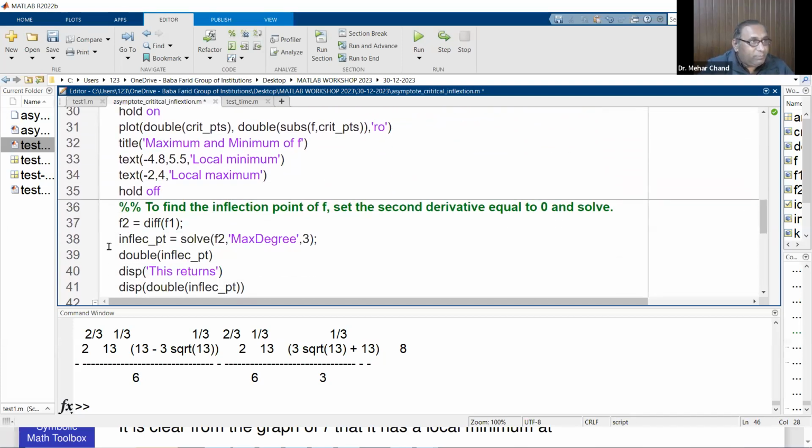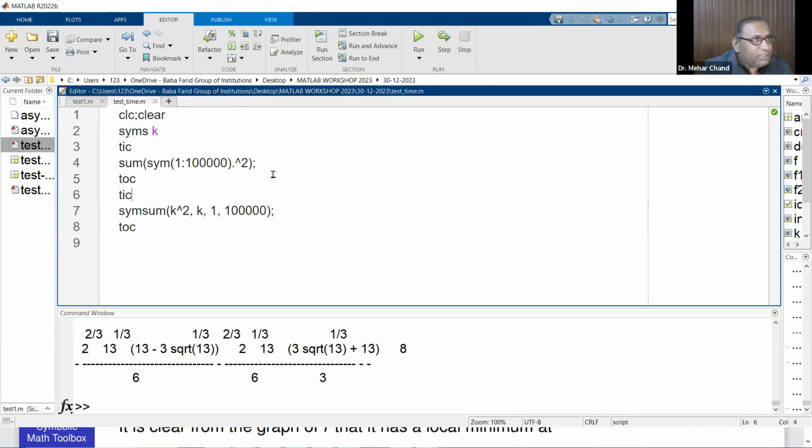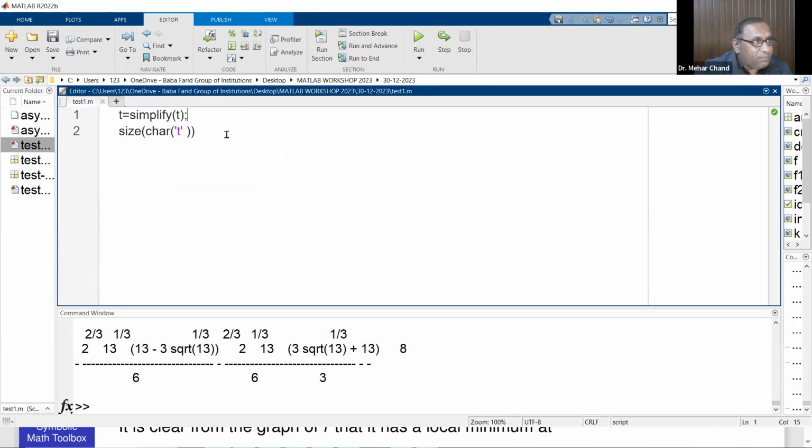So this is now a very beautiful program which we wrote for testing all these critical points, maxima, minima, etc. In this way, you can manage the file, you can write the script file, and it will help you in many ways. Got it?